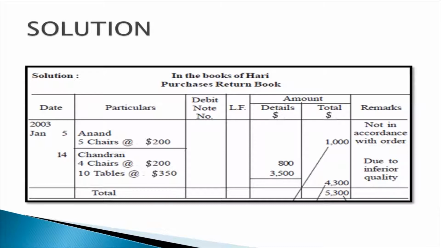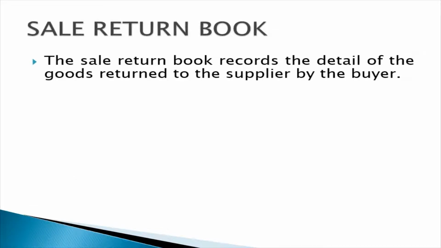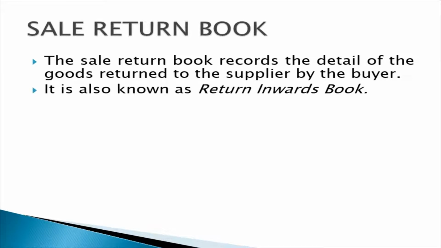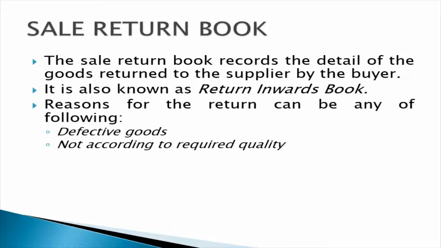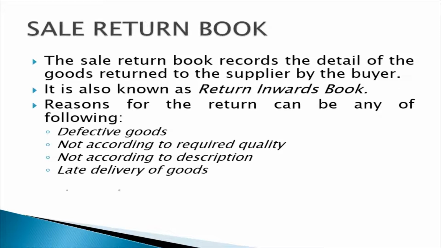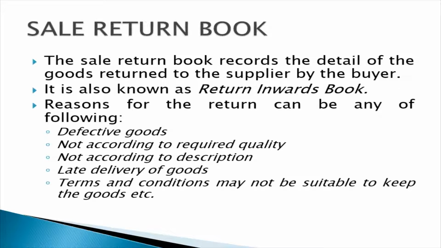And on the remark side, we write not in accordance with order on January 5th and due to inferior quality on January 14th. And the next book in the list of subsidiary books is sales return book. The sales return book records the details of the goods returned to the supplier by the buyer. It is also known as returns inward book. Reasons for the return can be defective goods, not according to required quality, not according to description, late delivery of goods, terms and conditions may not be suitable to keep the goods, etc.